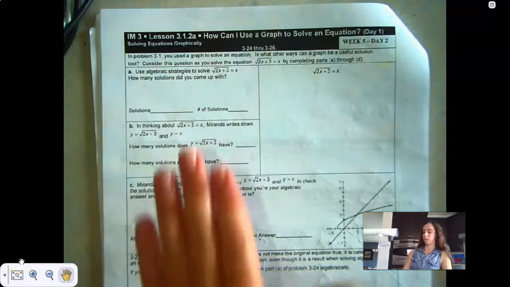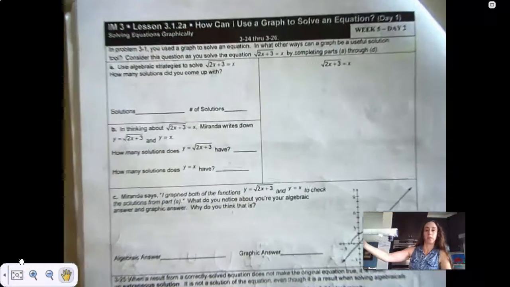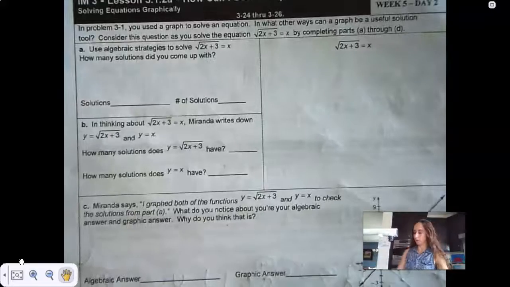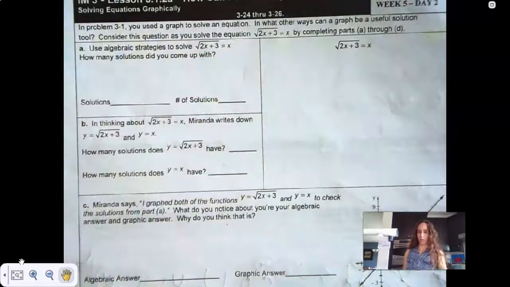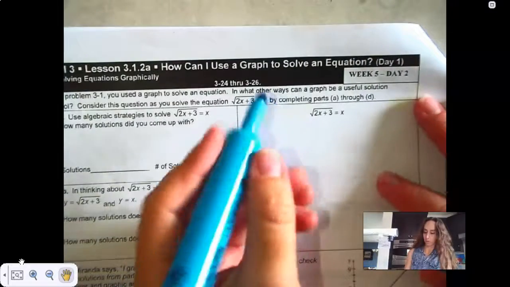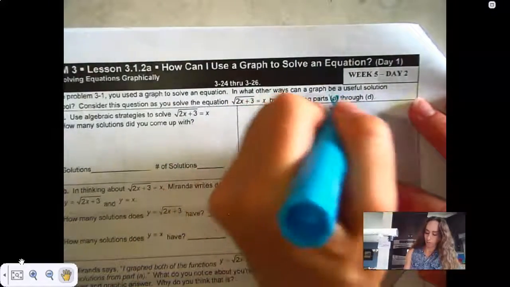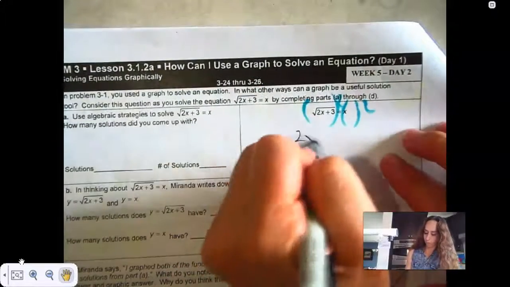So we're going to extend a little bit about what you learned in the homework and make it go even further. Okay, so they're asking us to use algebra to solve this. So I'm going to come over here and use algebra. Whenever I have a square root, the way to get rid of it is to square it. So when I do that, the square and the square root cancel.